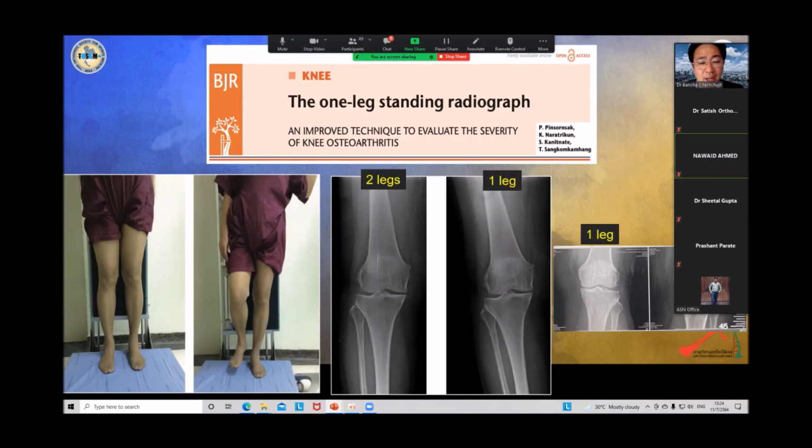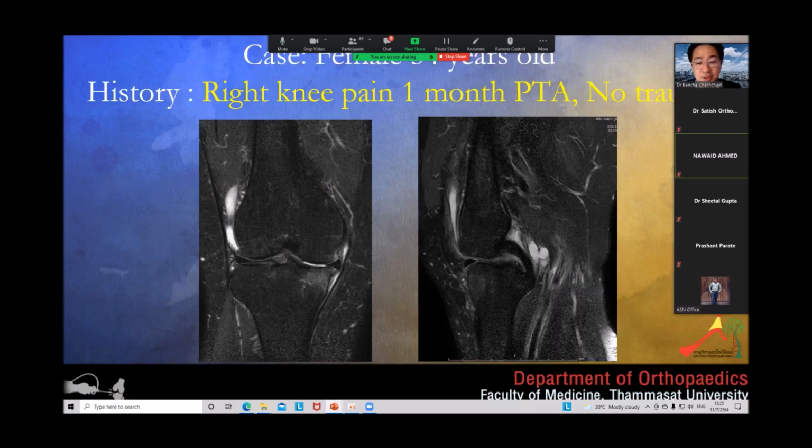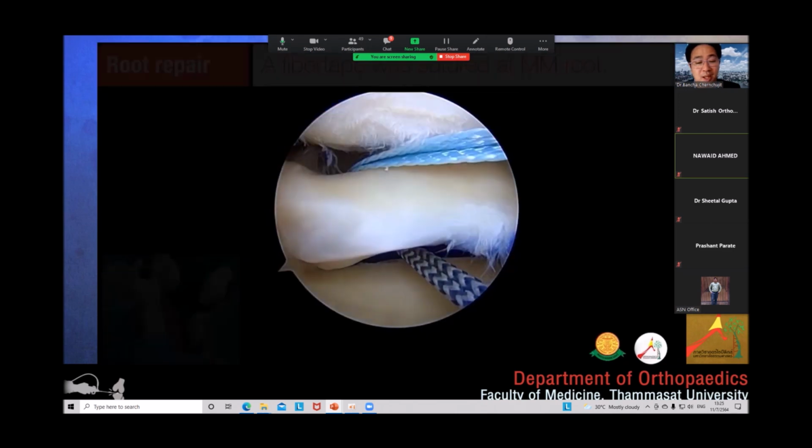For the HTO, I think sometimes you need it. I prefer the one leg standing view for patients with a meniscus root tear, because sometimes the two leg standing view does not represent the true axis of the patient. If the patient has pain, they will not put weight on the side that has pain. With the one leg standing view, you can see the patient's axis better. Like this patient has good alignment, but on the one leg standing view, the joint space is narrower compared to the other side.